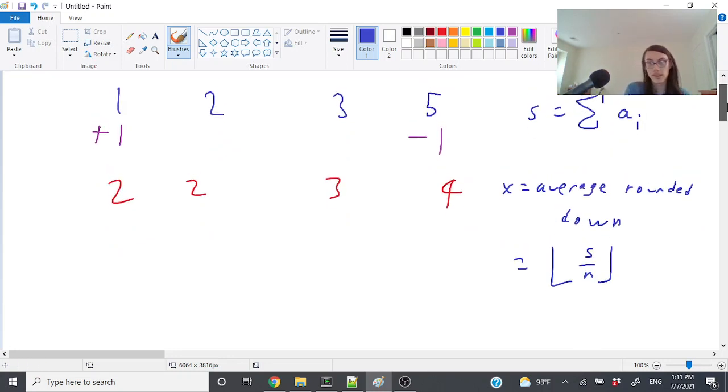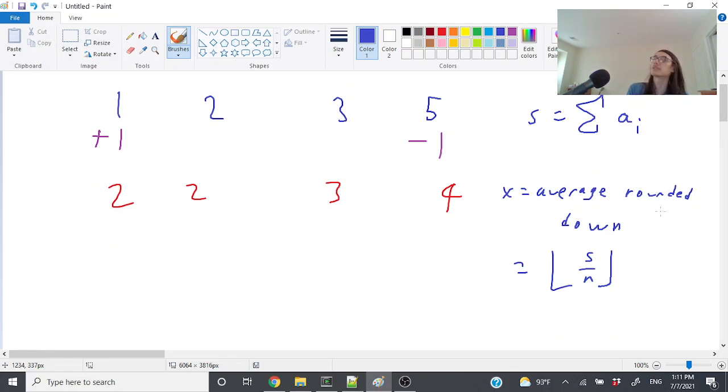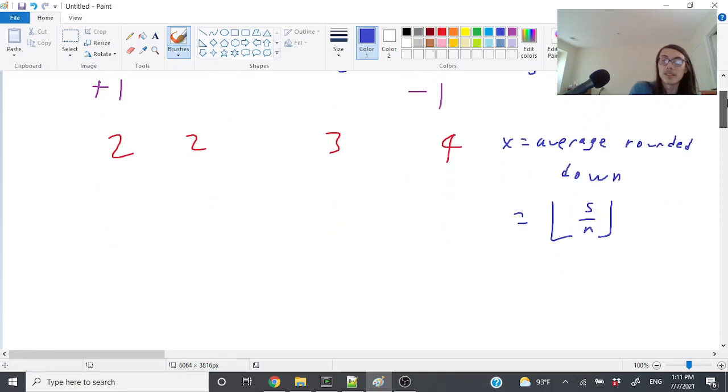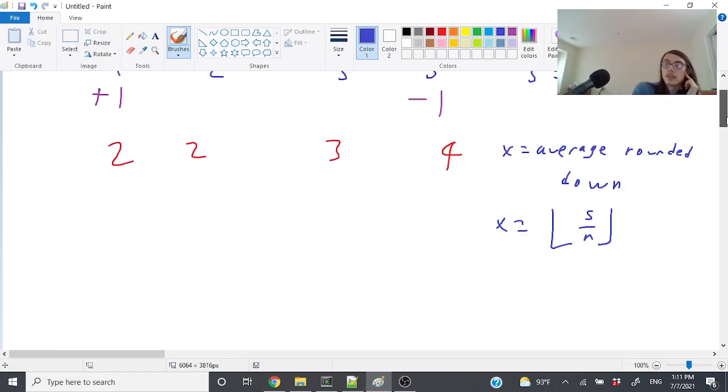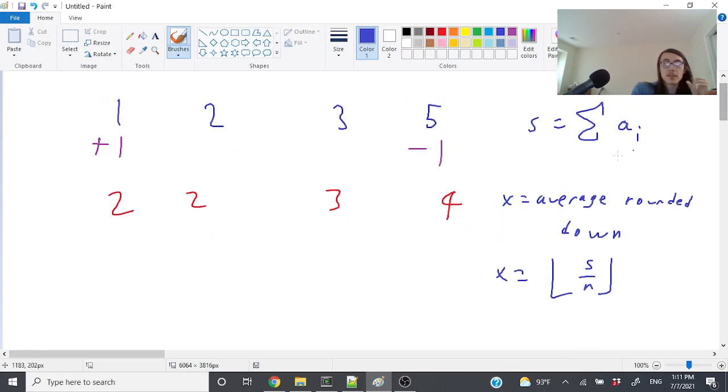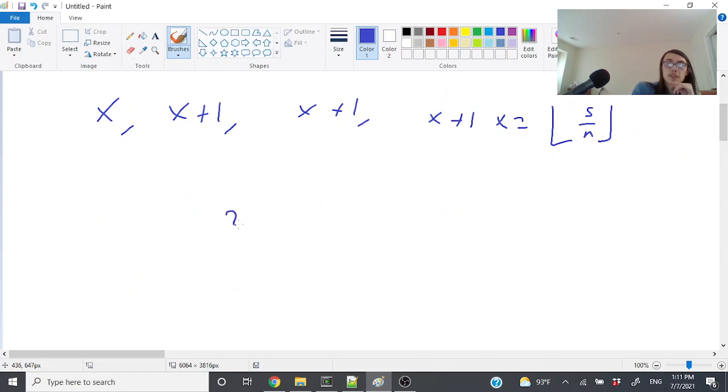That's what floor is. Because, to review, the average is the sum over the number of elements. So this is just the definition of average. Now what do we do? Essentially, some of these numbers are going to be X, and some of them are going to be X plus 1. In this case, we have X, X plus 1, X plus 1, X plus 1. So for example, here the average is 2.